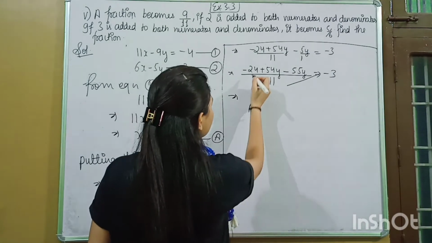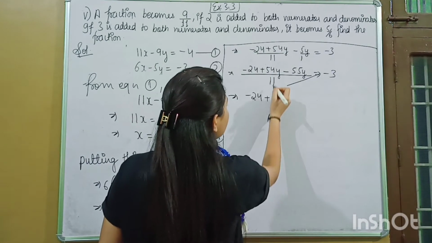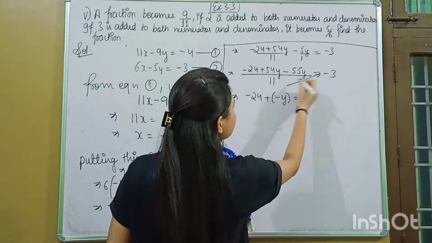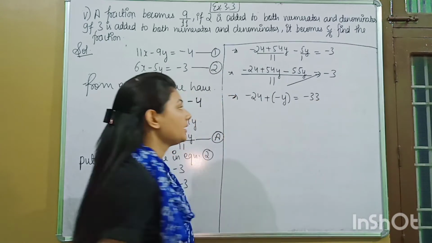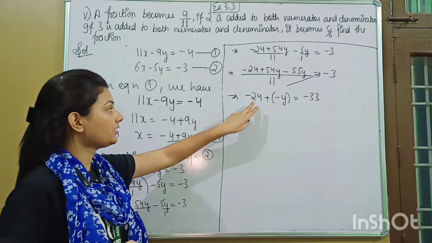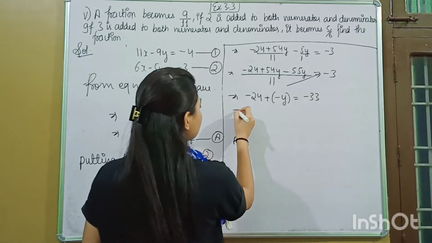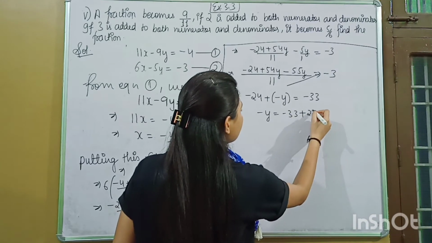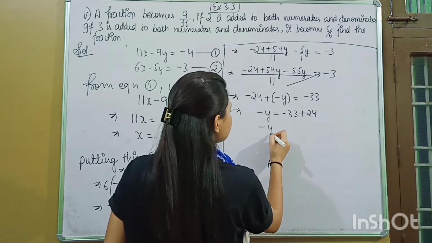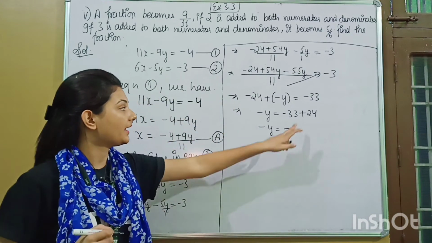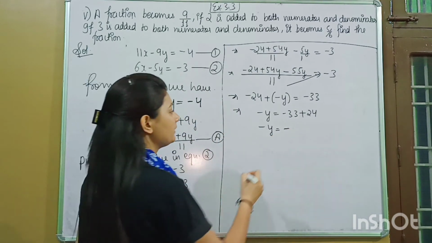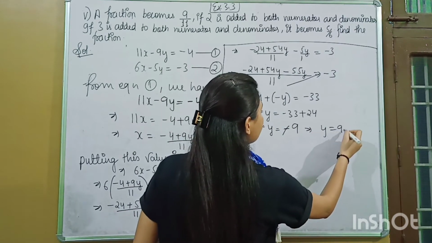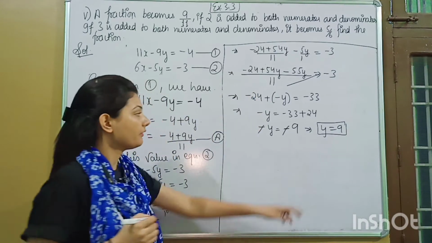So minus 24 plus 54y minus 55y will be minus y is equal to 11 into minus 3 will be minus 33. Now next what we will do, we will take this number to RHS. So this minus 24 will become plus 24, that is minus y is equal to minus 33 plus 24 will be equal to minus 9. So minus and minus will be cancelled. Therefore the value of y is 9. Now we got the value of y as 9.